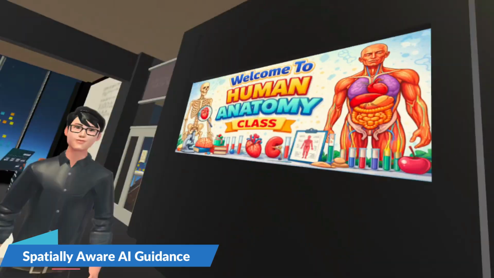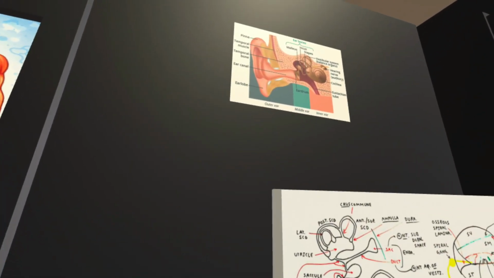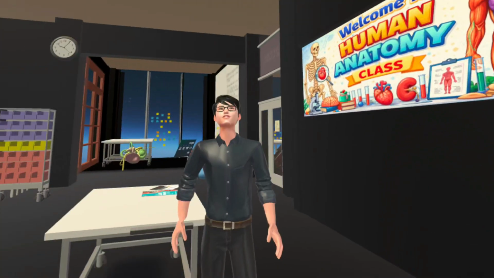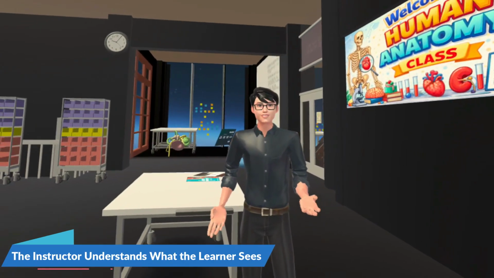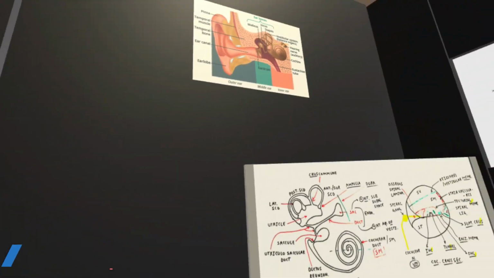What is this chart about, teacher? This chart shows an overview of the human ear anatomy. It includes the outer, middle, and inner ear structures. It can be used to answer questions about hearing and balance.